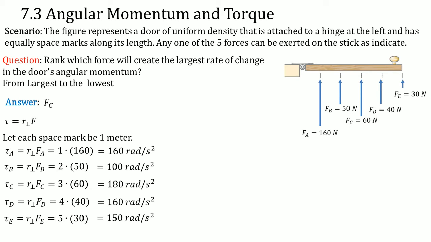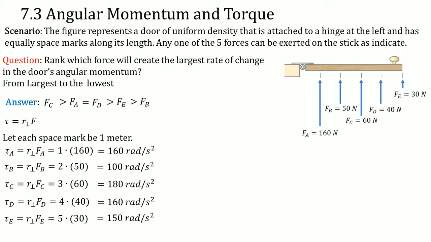So from the largest to lowest, we have force C, because force C will produce a torque of 180 because it is 3 meters away. Then second is going to be force A, which is going to produce 160, being 1 meter away. That is the same as force D at 4 meters away, which also produces the same 160 torque. That's going to be greater than force E, which has a torque of 150.